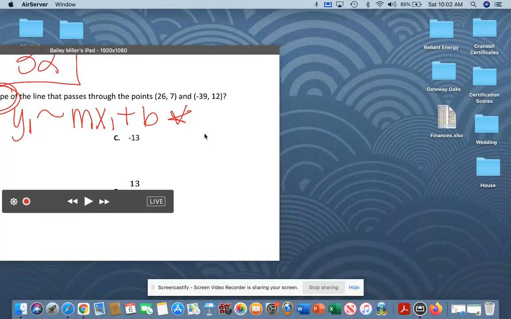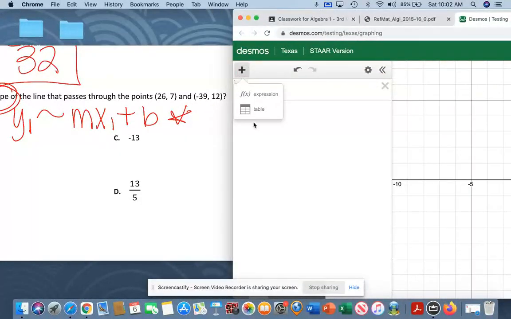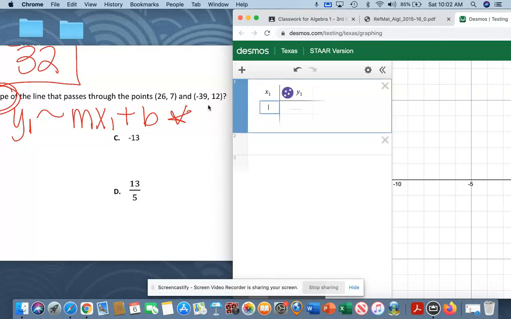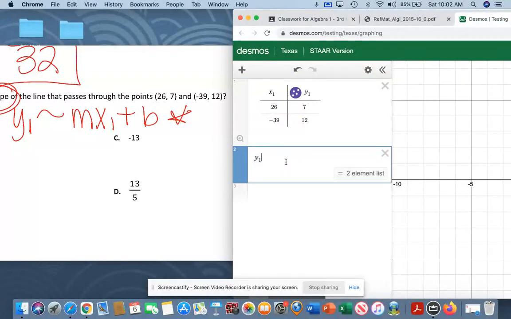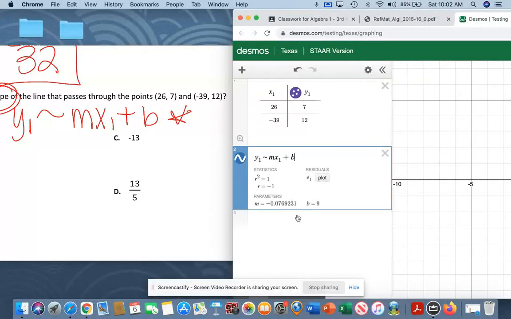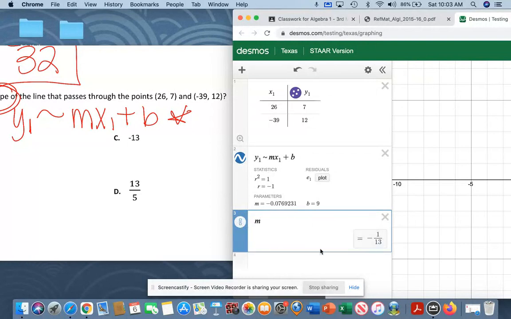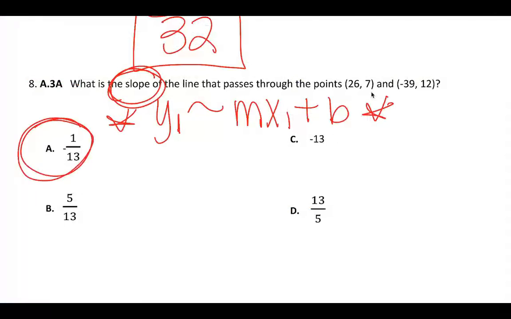So in Desmos, I'm going to put a table in. So plus table. Here's my first x. Here's my first y. So 26 and 7. Underneath that, I'm going to put in -39 and 12. Underneath, I'm going to put y1, squiggly, mx1 plus b. And then I'm going to come down here. Here's my m, but notice my numbers are in fractions. So I can go down underneath here, press m, press our fancy fraction button, and it turns it into a fraction. So -1/13, which is answer choice A.